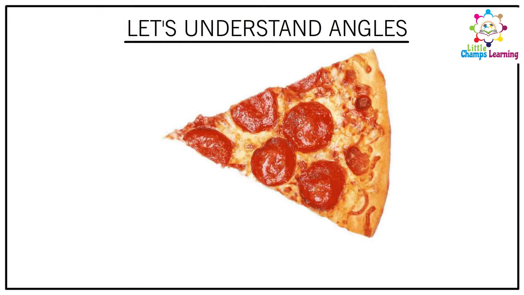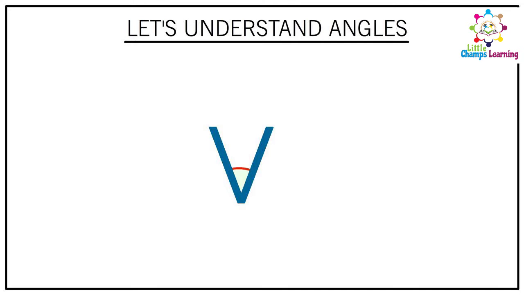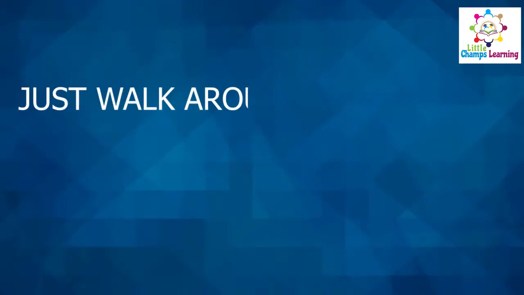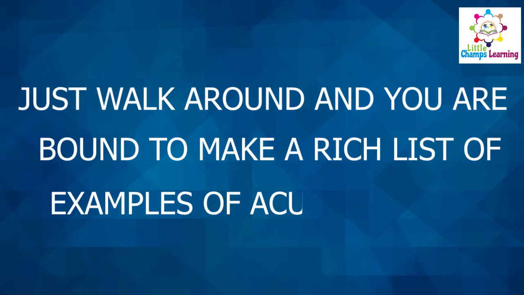Take a look at this slice of pizza. It forms an acute angle. The angle formed by two slanting lines of the letter V is acute too. Look at your hand and find an acute angle between two adjacent fingers. Just walk around and you are bound to make a rich list of examples of acute angles.